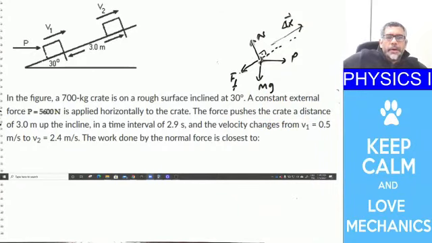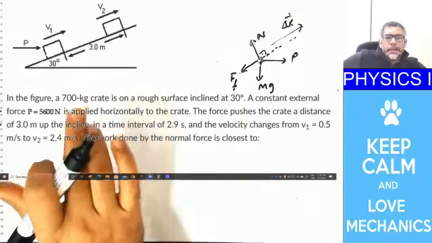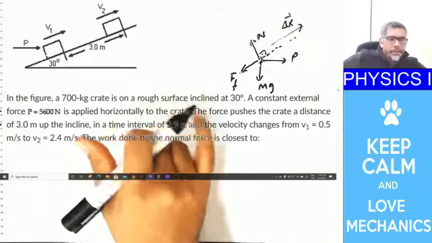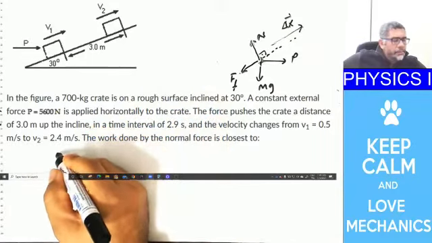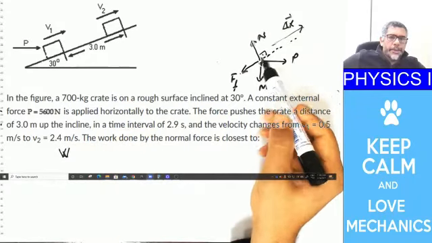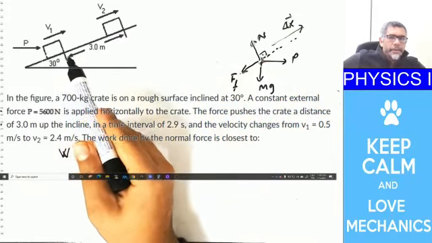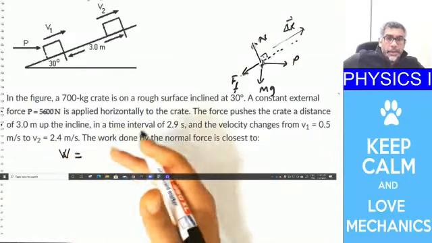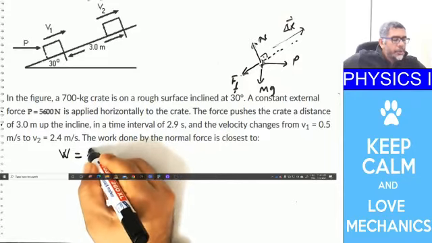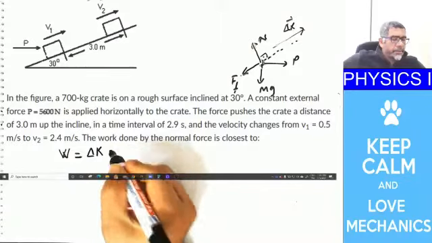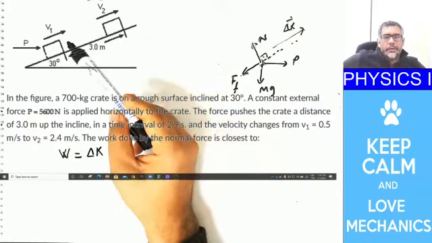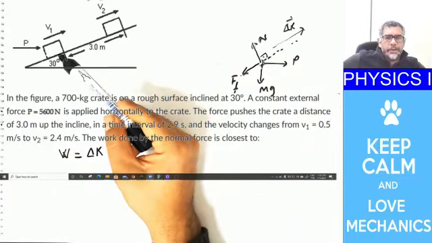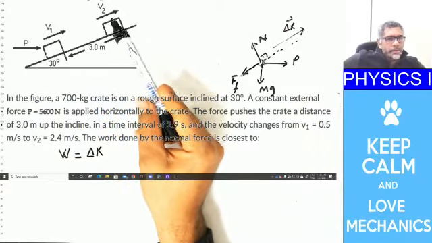So my question regarding this problem is, check the work kinetic energy theorem. What was the work kinetic energy theorem? The work done by all forces on the displacement of this object, the crate, the box, a 3 meter displacement, is going to be equal, according to the work kinetic energy theorem, to the change in its kinetic energy, right? So what is the change in the kinetic energy? Well, since we know the velocity before the displacement is V1 and after the displacement is V2, we can calculate the change in the kinetic energy.